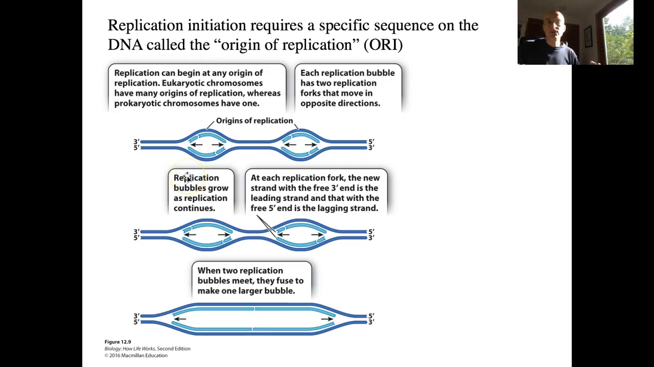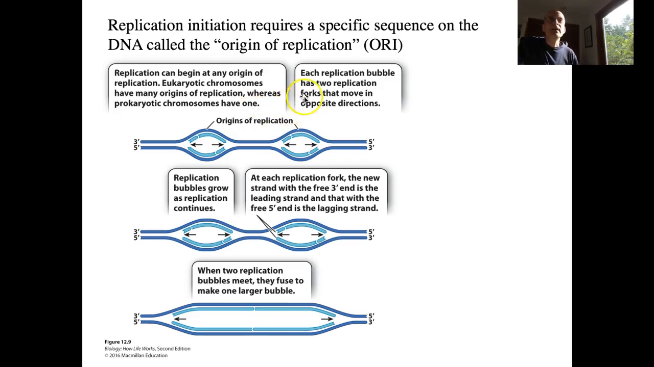You start the replication process at multiple sections, and those are called origins or origins of replication, and oftentimes simply abbreviated as ORIs. So the replication can begin at any origin of replication, which is a specific DNA sequence. So it doesn't start anywhere, and then wherever it starts happens to be an origin. No, there are certain DNA sequences that can be recognized by the enzyme machinery, and only at those particular sequences, which are called origins of replication, can a new replication fork start.